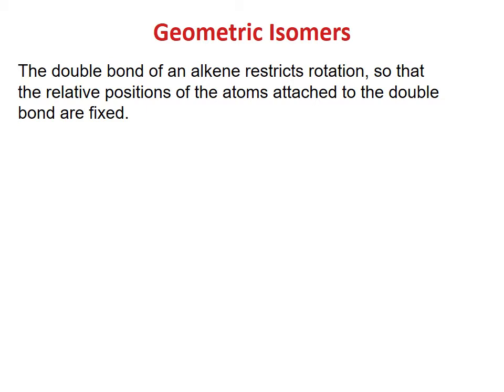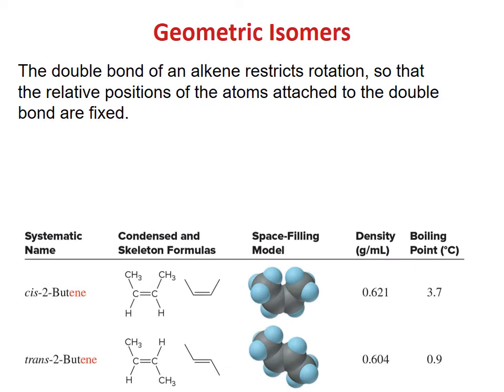The double bond of an alkene restricts rotation so that the relative positions of the atoms attached to the double bond are fixed. Let's use butene as an example. The first molecule has 4 carbons, 1, 2, 3, 4, and therefore it's a butene, with a double bond. The double bond is at the number 2 carbon, so the name is 2-butene.